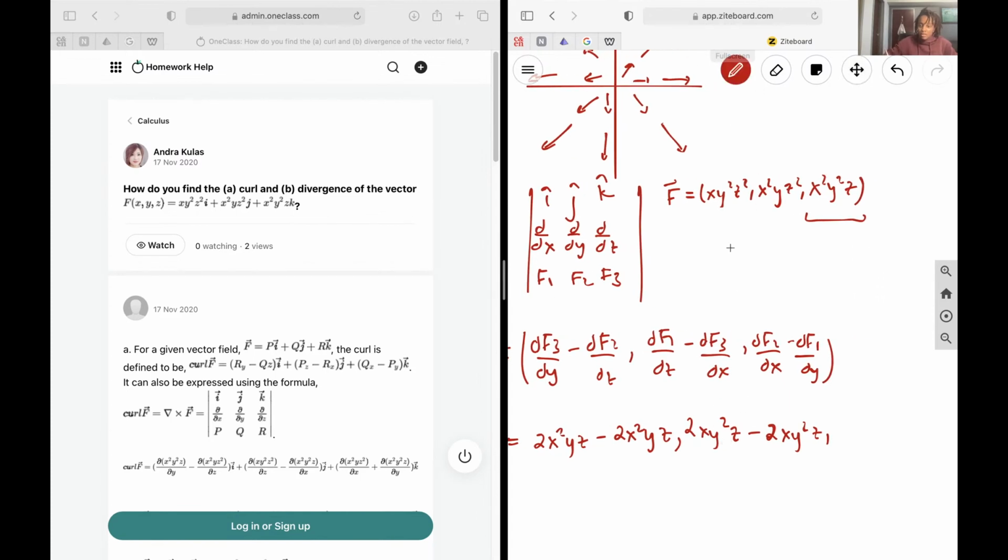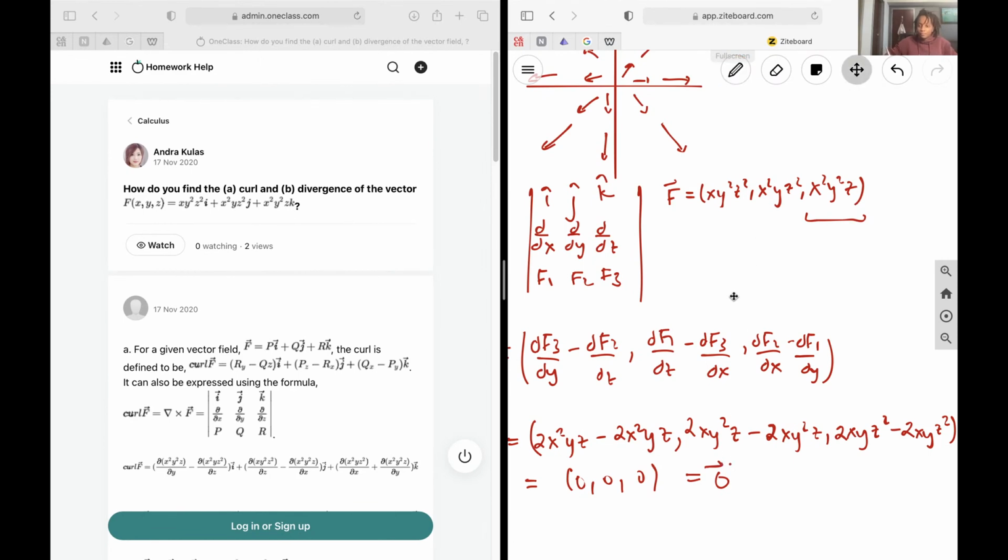And then lastly, the derivative of this with respect to x, which will give me 2xyz squared minus the derivative of this with respect to y. So minus 2xyz squared. And so for all of them, I can see that they're equal to what I'm subtracting. And so this will give me 0, 0, 0. And this is the 0 vector.